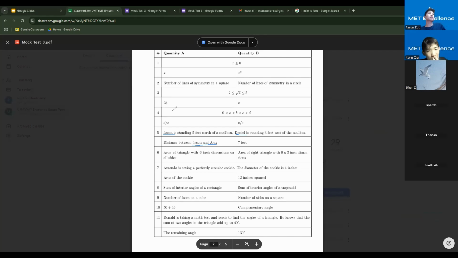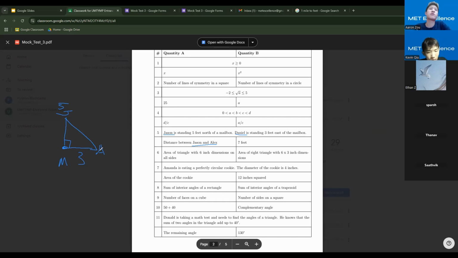For this question, we know that it's not D because we can actually calculate the distance between these two people, and it's similar to the example we did in class. Let's say I have the mailbox right here, denoted as M. If Jason is standing 5 feet north of the mailbox, and Daniel is standing 3 feet east, then we want to find the distance between Jason and Alex, and we can apply the Pythagorean theorem.